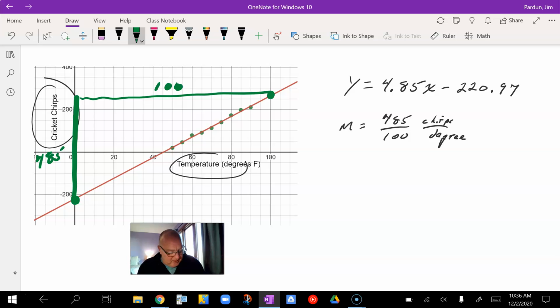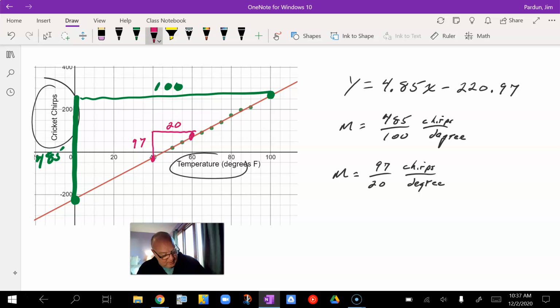Okay, that really doesn't make a lot of sense either. So let's write 485 over 100 as a reduced fraction. That's 97 over 20. Now we're getting somewhere, because now I can say there's 97 chirps for every 20 degree increase in temperature. That seems a little bit more realistic. If I look here from 40 to 60, let's just say, I can see that the rise over run is going to be 97 here, and this is going to be 20. So that's the way I interpret the slope.